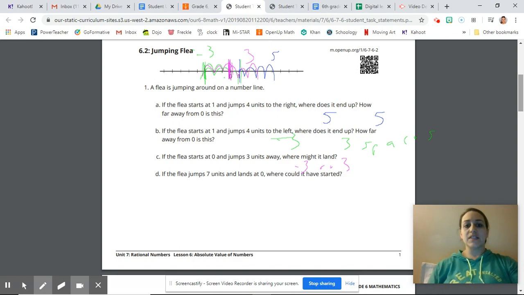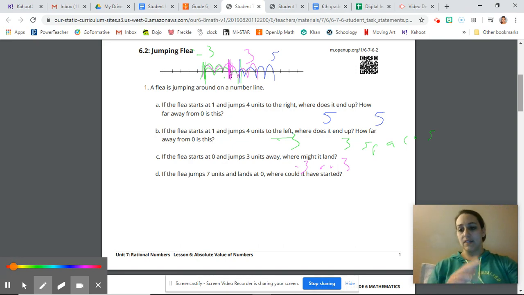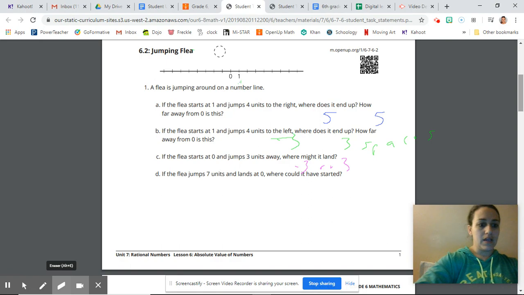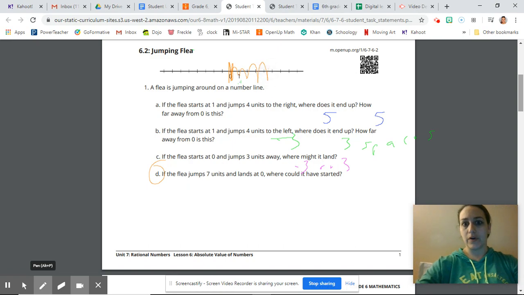Then if a flea jumps 7 units and lands at 0, where could it have started at? Okay. Well, if it hops 7 units, it lands at 0. If we start at 0 and go 7, we'll end up kind of going opposite and figuring out where it was. I think I'm going to erase all this other stuff first, because there's already a lot going on that number line. And we're going to be doing some more moving. So okay, so this is where we want to land this time according to part D. So 1, 2, 3, 4, 5, 6, and 7.